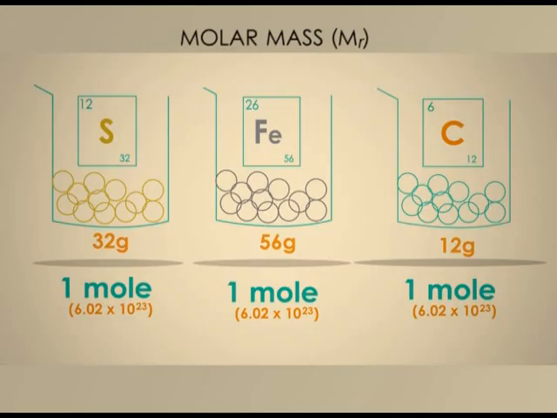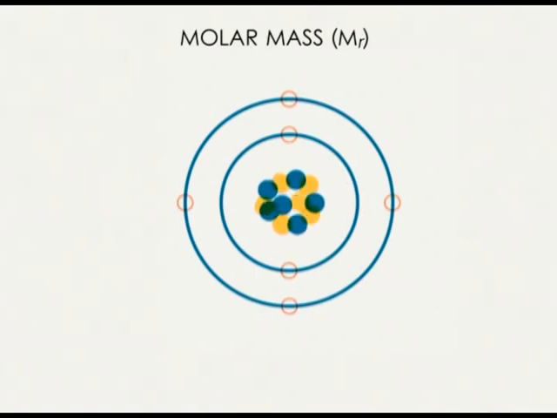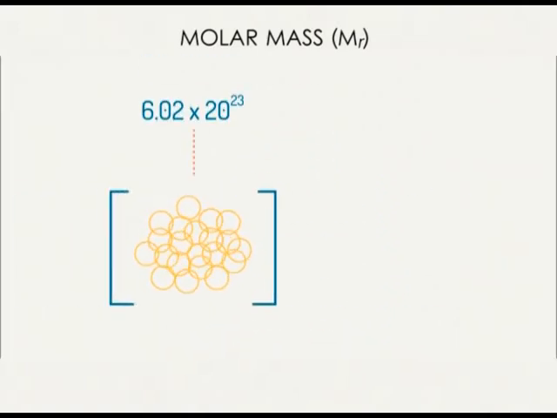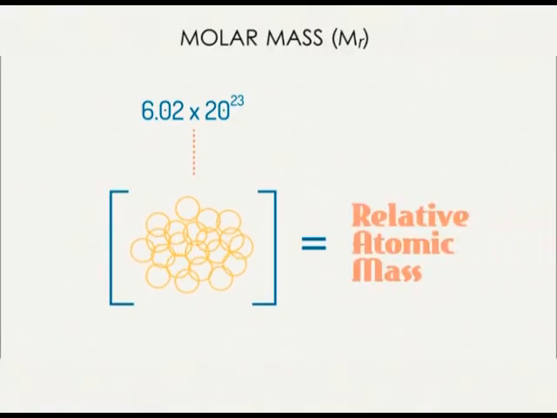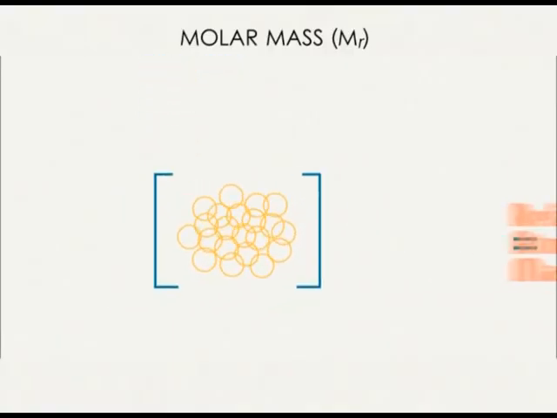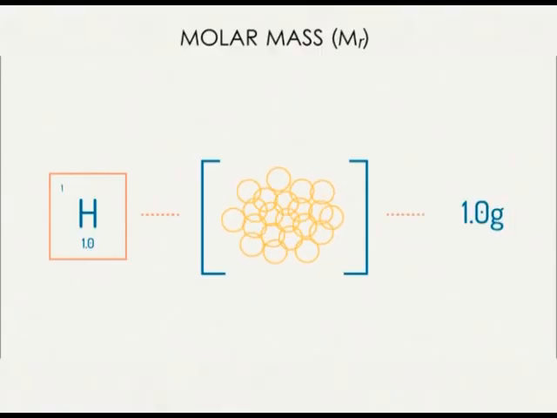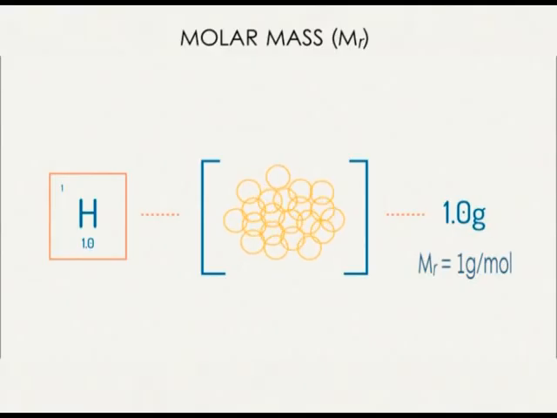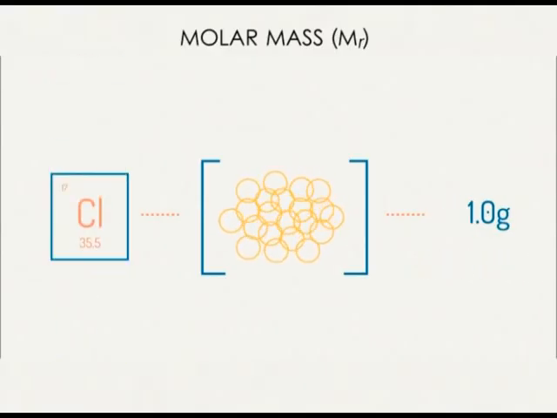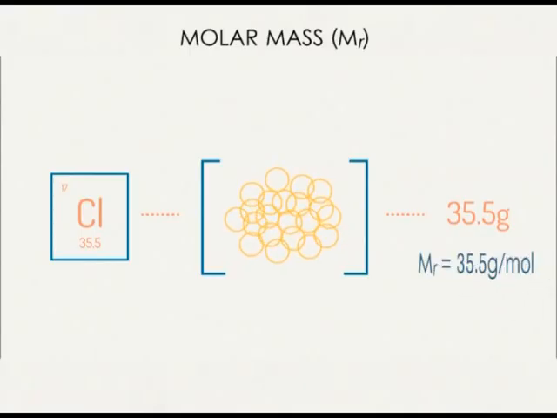So the molar mass of sulfur is 32 grams per mole. The molar mass for iron is 56 grams per mole, and carbon has molar mass 12 grams per mole. So we can say for atoms, the mass of the Avogadro number of particles is equal to the relative atomic mass in grams. Therefore, the mass of Avogadro's number of hydrogen atoms is 1 gram. The molar mass is 1 gram per mole. The mass of Avogadro's number of chlorine atoms is 35.5 grams. The molar mass of chlorine is 35.5 grams per mole.